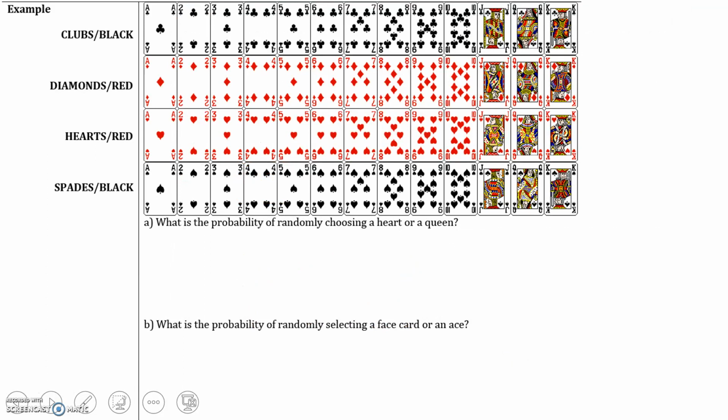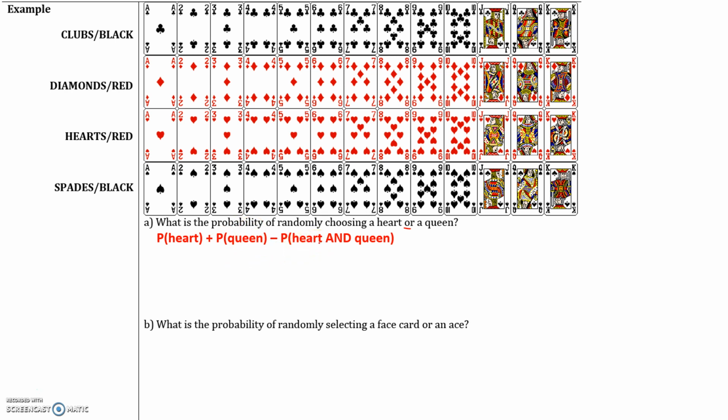Okay, let's do one last example. What is the probability of randomly choosing a heart or a queen? Well, because we have the word or, it's the probability of the first event, which is choosing a heart, plus the probability of the second event, which is choosing a queen, minus the probability of a heart and a queen.